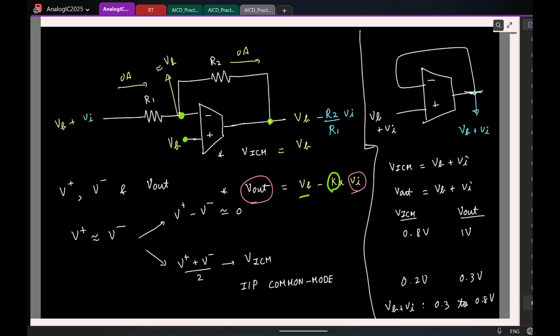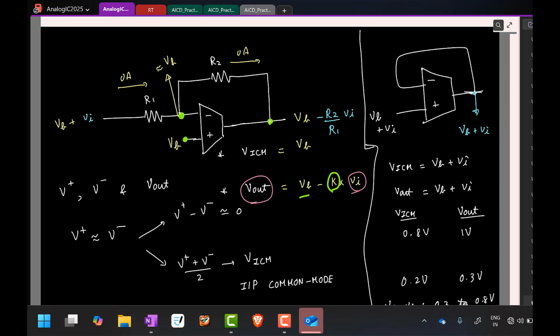So that's what we'll do in the next class. We'll try to compute this input common mode range, I mean, the range of voltages I can have for the input common mode, and the range of voltages I can have for my output. So we'll stop here and we'll resume.